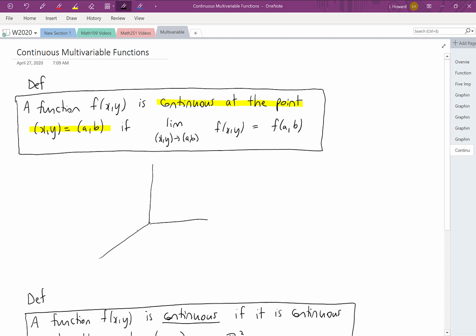In this video, we're going to take a look at continuous multivariable functions. So first thing we're going to do is define what we mean for a multivariable function to be continuous.